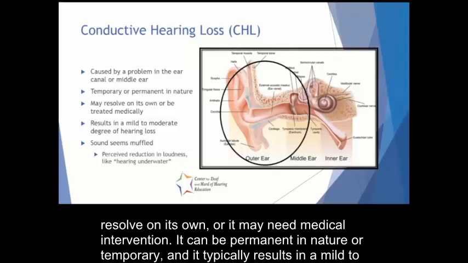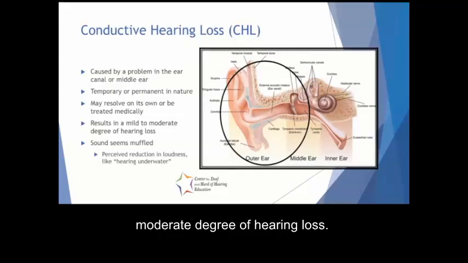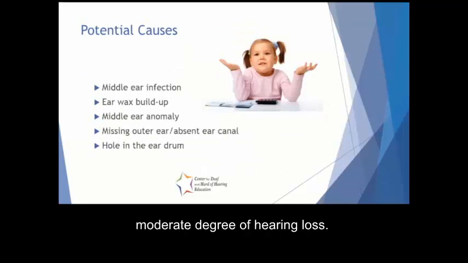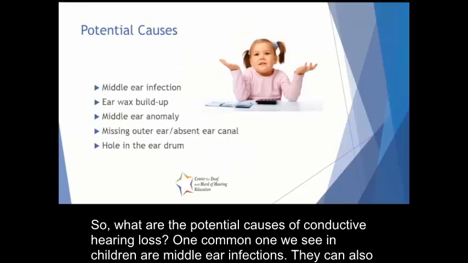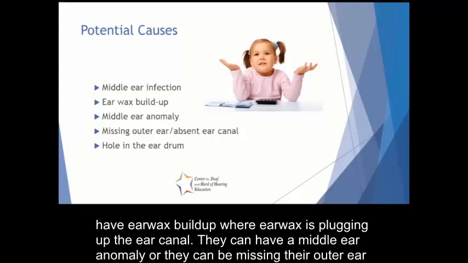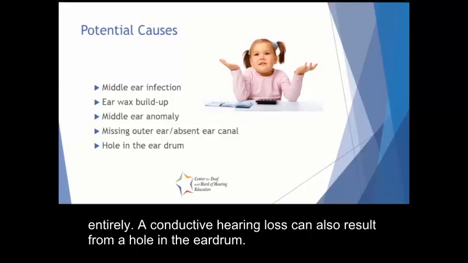It may resolve on its own, or it may need medical intervention. It can be permanent in nature or temporary, and it typically results in a mild to moderate degree of hearing loss. So what are the potential causes of conductive hearing loss? One common one we see in children are middle ear infections. They can also have earwax buildup, where earwax is plugging up the ear canal. They can have a middle ear anomaly, or they can be missing their outer ear entirely. A conductive hearing loss can also result from a hole in the eardrum.